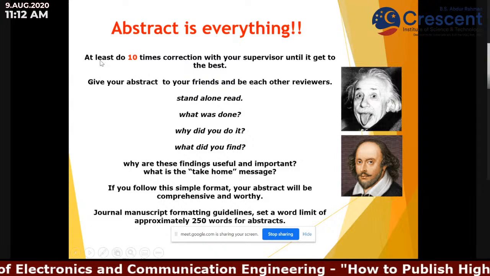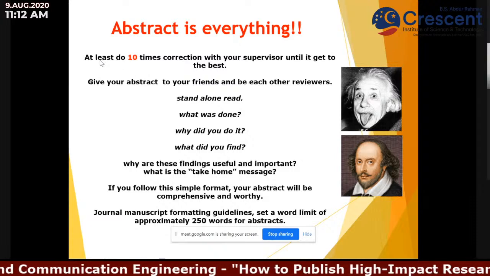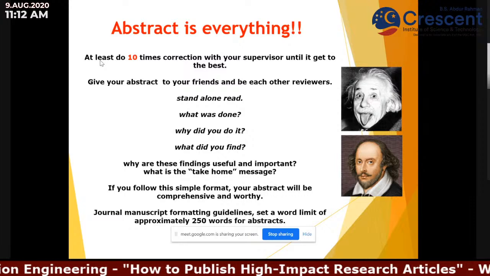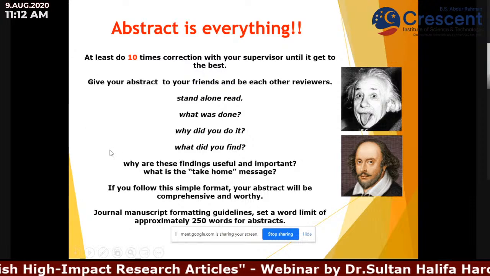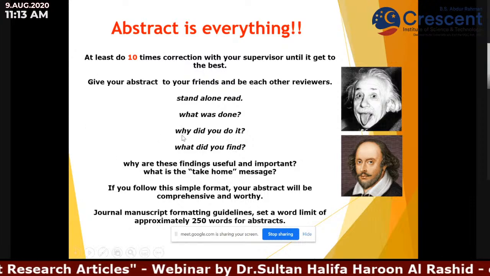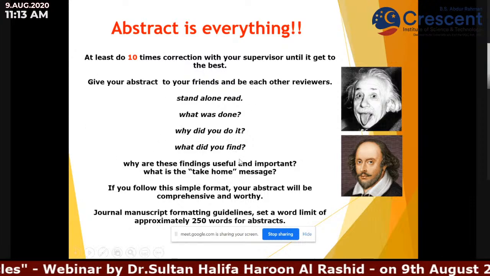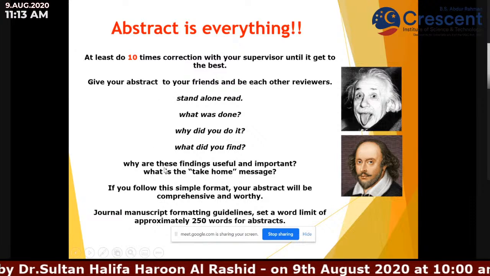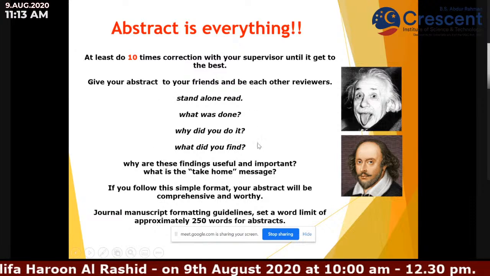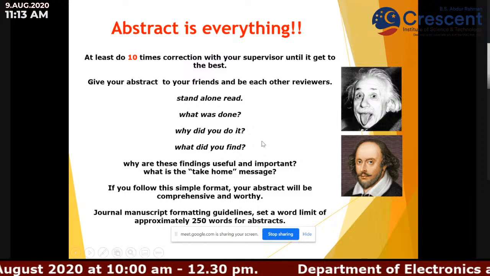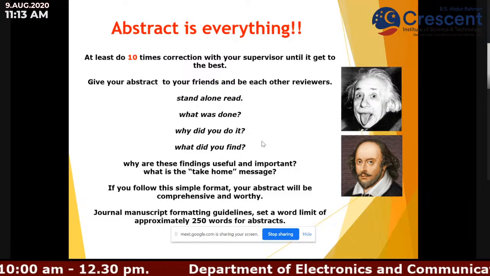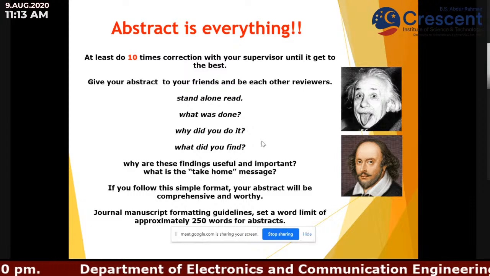I at least do 10 corrections with my supervisors and my colleagues when I write an abstract. It is a summary of what my research is, why I've done it, and what are the new findings. These are the most important things. It should be a standalone text. What was done? Why did you do it? And what did you find? If you manage to summarize all these things in 5 to 6 lines, then again, it's a good abstract.